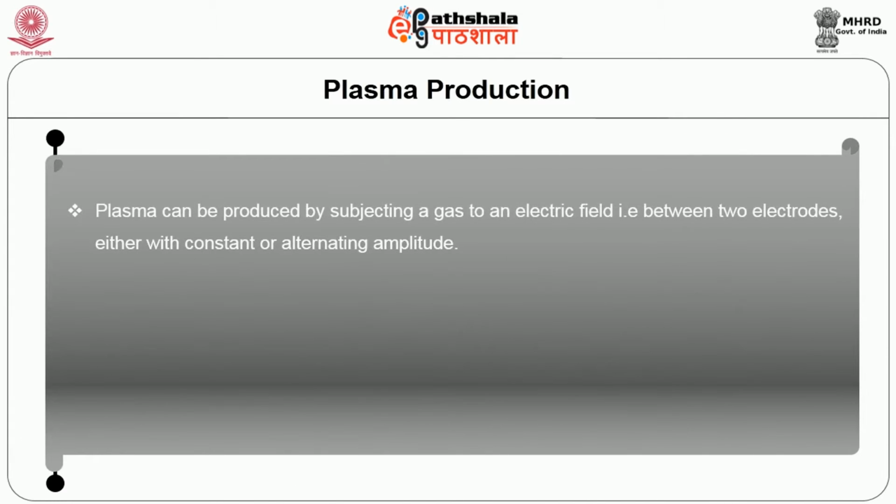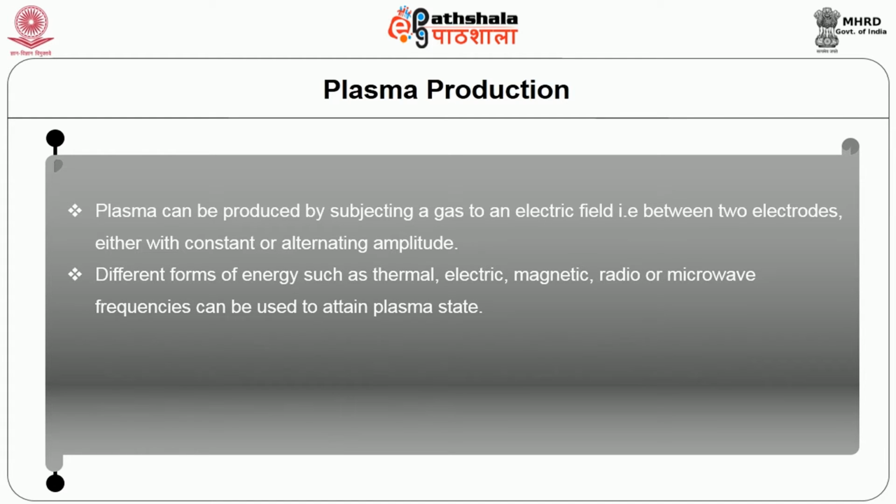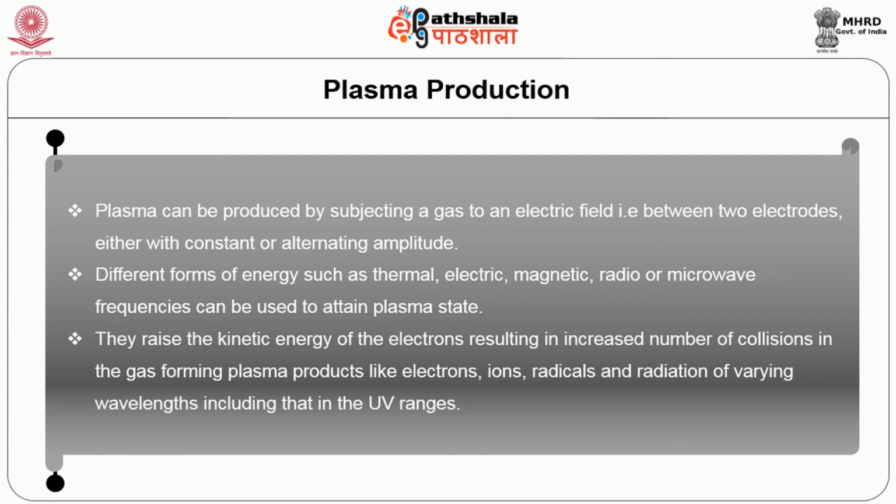Plasma can be produced by subjecting a gas to an electric field, that is, between two electrodes, either with constant or alternating amplitude. Different forms of energy such as thermal, electric, magnetic, radio or microwave frequencies can be used to attain the plasma state. They raise the kinetic energy of the electrons, resulting in an increased number of collisions in the gas, forming plasma products like electrons, ions, radicals and radiation of varying wavelengths, including that in the UV range.